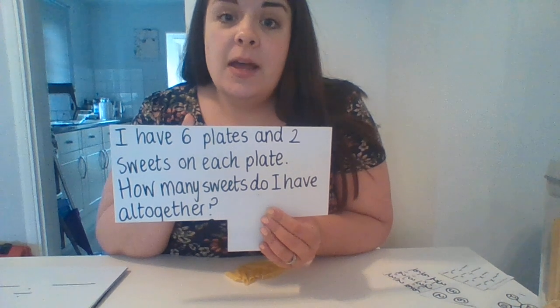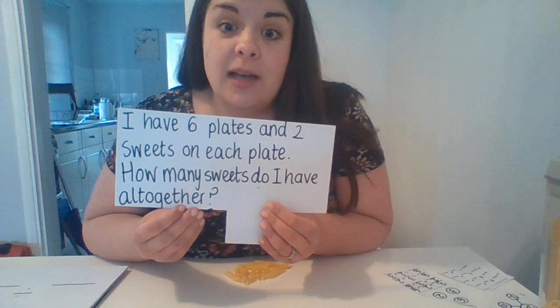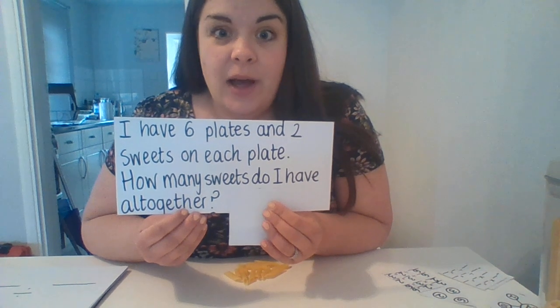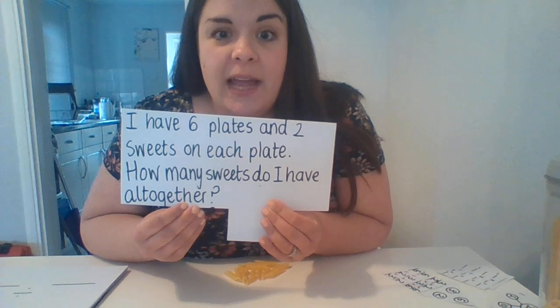The question is asking us to do 6 groups of 2, but we could also do 2 groups of 6. Because even if we swap the numbers around, we would get the same answer. Because multiplication is commutative. That's a big word. Can you say it? Commutative. Let's try it with our pasta.